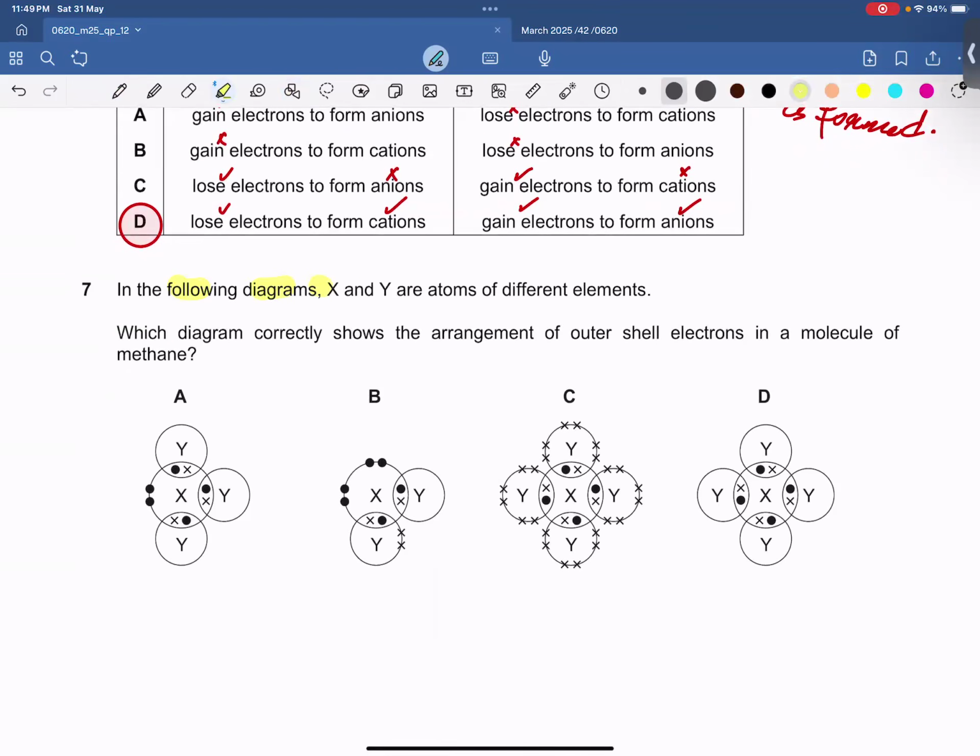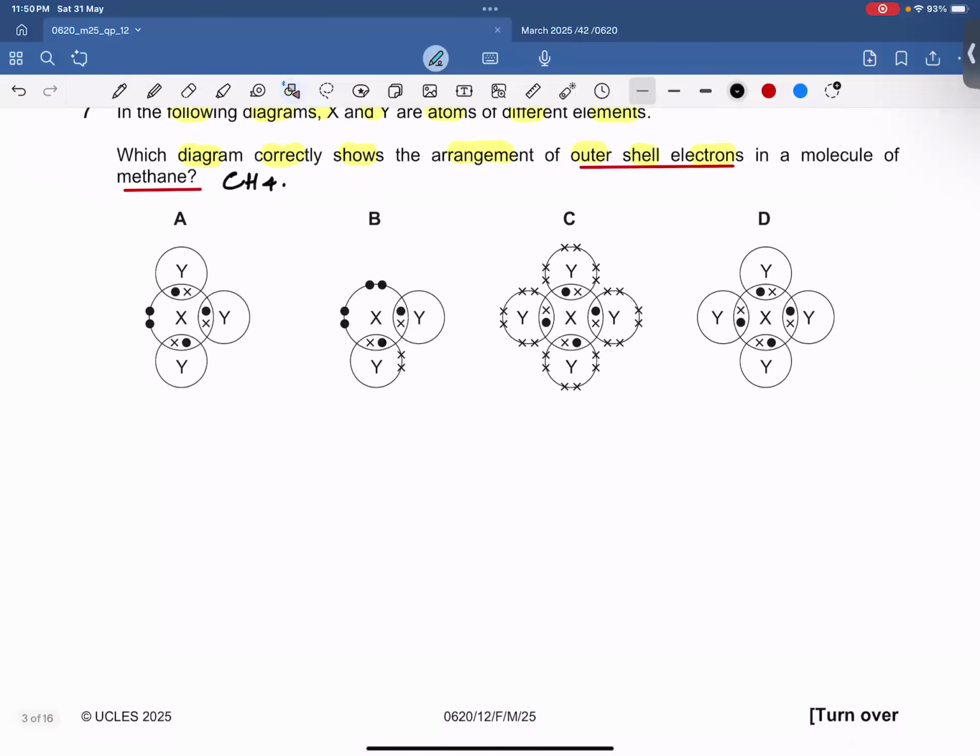In the following diagram, X and Y are atoms of different elements. Which diagram correctly shows the arrangement of outer shell electrons? So the examiner is looking for the valence shell electrons in a molecule of methane. Methane has a formula of CH4. We have done this valence shell dot and cross diagram in the class. So this is carbon. It has 4 hydrogen atoms.